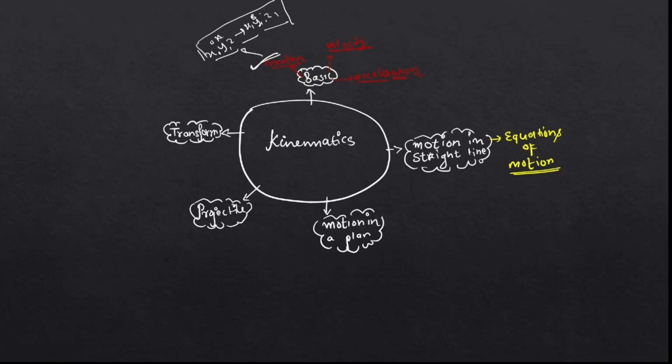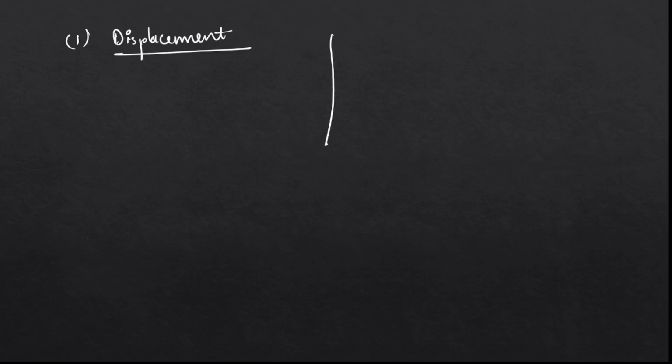While a body is moving from point A to point B, we should be aware of certain terms which are very basic, and I am very sure that you would be aware of these terms. So the first thing is displacement. Let's say this is any frame of reference, and this is any position of a particle.